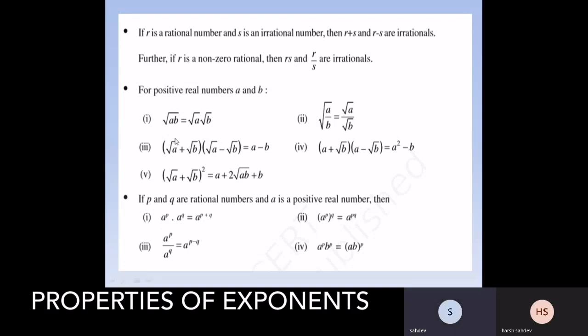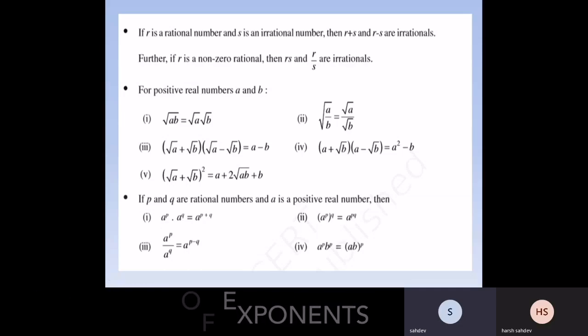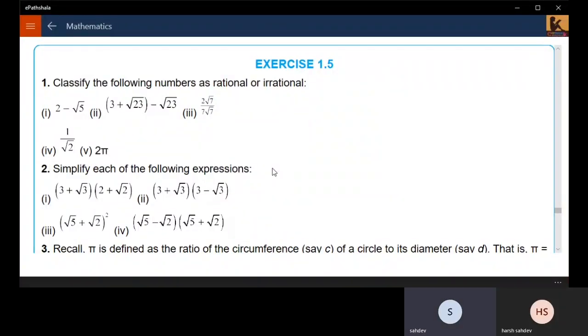And these are the same properties for under root. Under root ab can be written as under root a into under root b. Under root a upon b can be written further like this. (a plus b)(a minus b) is a square minus b square. Under root a plus under root b, whole square, can be written as a plus 2 under root a under root b plus b. This is simple. These properties are very well known to you. This is your book. Let's practice some questions also.